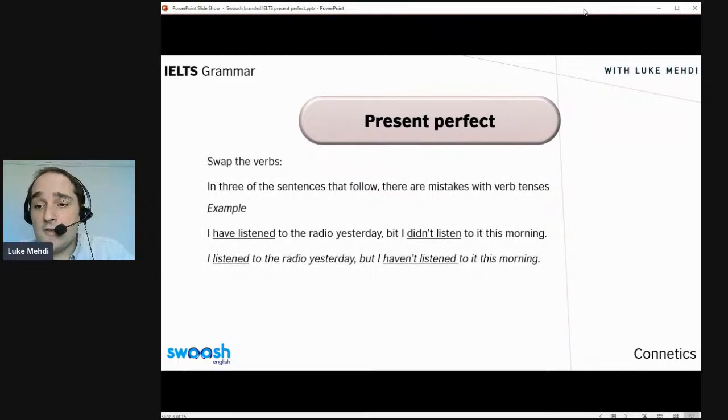So we're going to look at some examples here, and I'm going to give you a short amount of time to identify whether the tense has been used correctly and whether it needs fixing. There are 6 examples, so 3 of them are going to be correct and 3 of them are going to have mistakes with verb tenses. So here's our example. I have listened to the radio yesterday, but I didn't listen to it this morning.